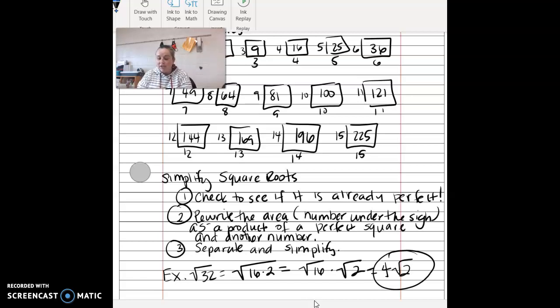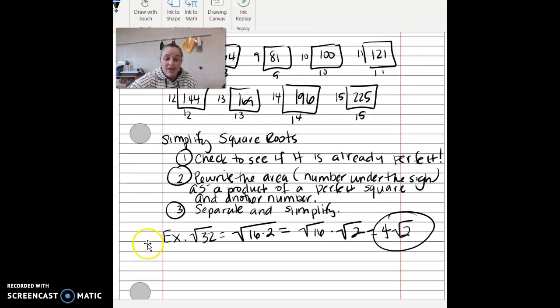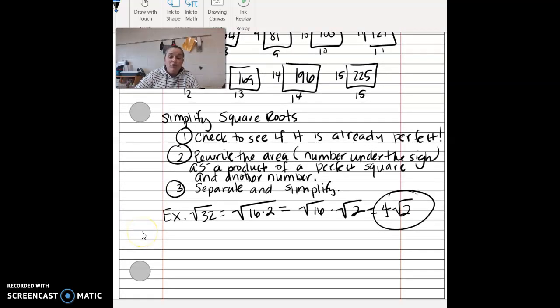And you can double check your work too, which is nice. The square root of 32 is 5.65, blah, blah. If you do 4 times the square root of 2, you get the same thing, which is super nice. You can always double check that in your calculator. But this would be the simplified version. No calculators, no decimals on this one.